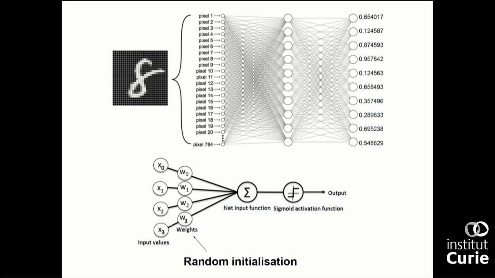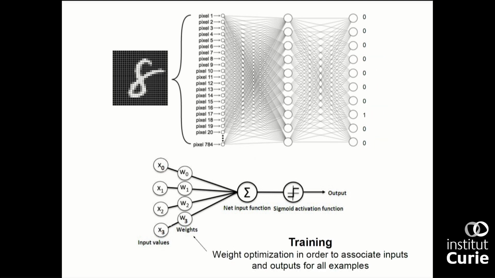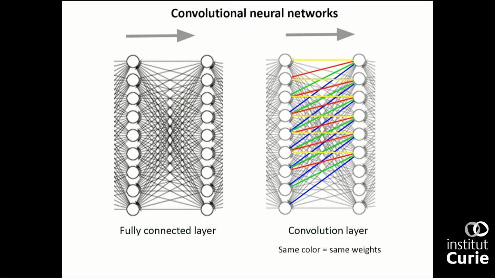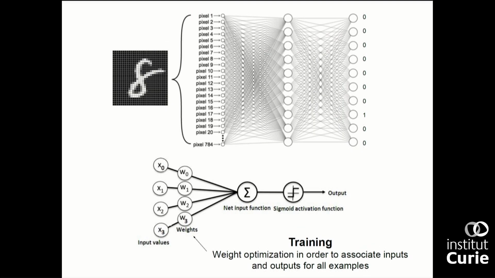An easy way to do that is to start with a random initialization of all the weights, which will give me a random output. And then training, that is, optimizing the weights. You change each weight a little bit, and you see whether this brings you closer or further away from the expected output, which is in this case 0, 0, 1, just for the 8 digit. And then you do this over and over and over again. And in the end, you have a network which is able to recognize digits.